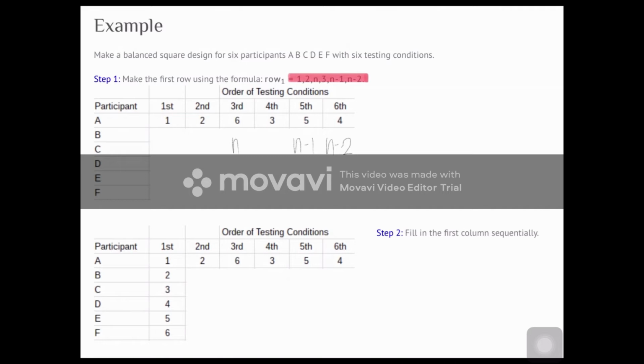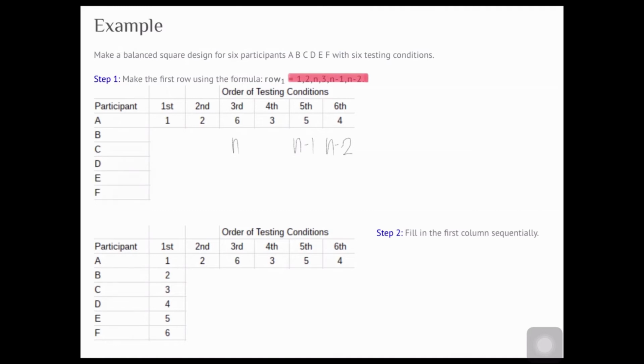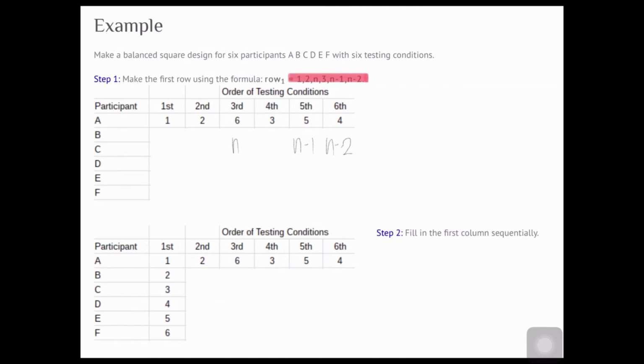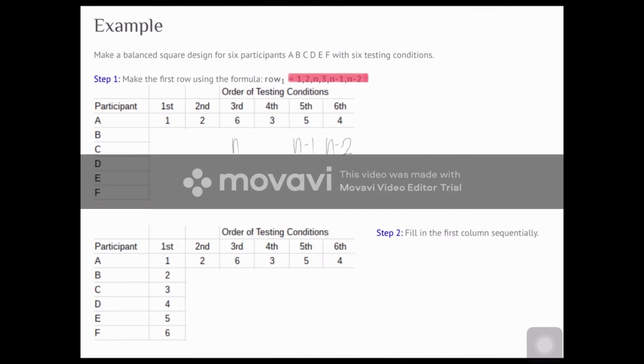Step 1, make the first row using the formula. Our formula is 1, 2, n, 3, n minus 1, and n minus 2. So the first is 1, the second is 2, the third is 6 as our n, the fourth is the number 3, the fifth is n minus 1, which is 5 because 6 minus 1 equals 5. The sixth is n minus 2, and 6 minus 2 equals 4.